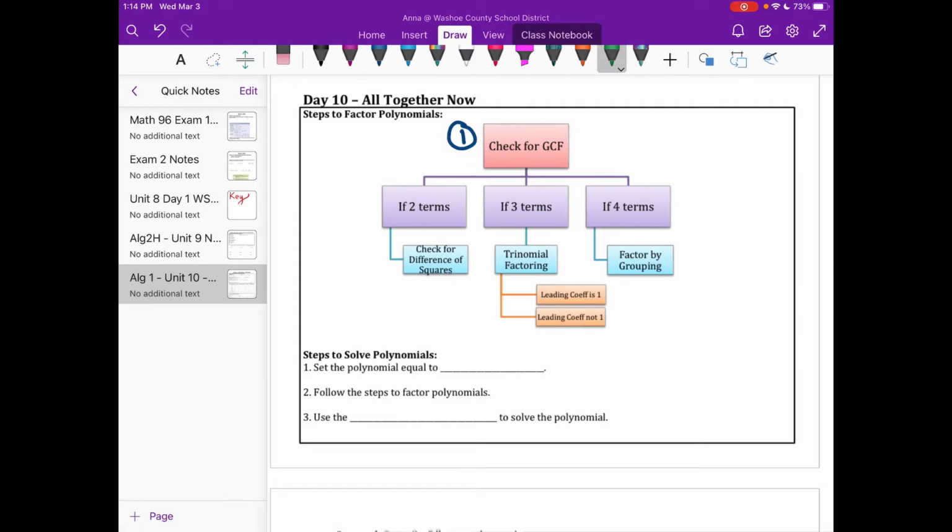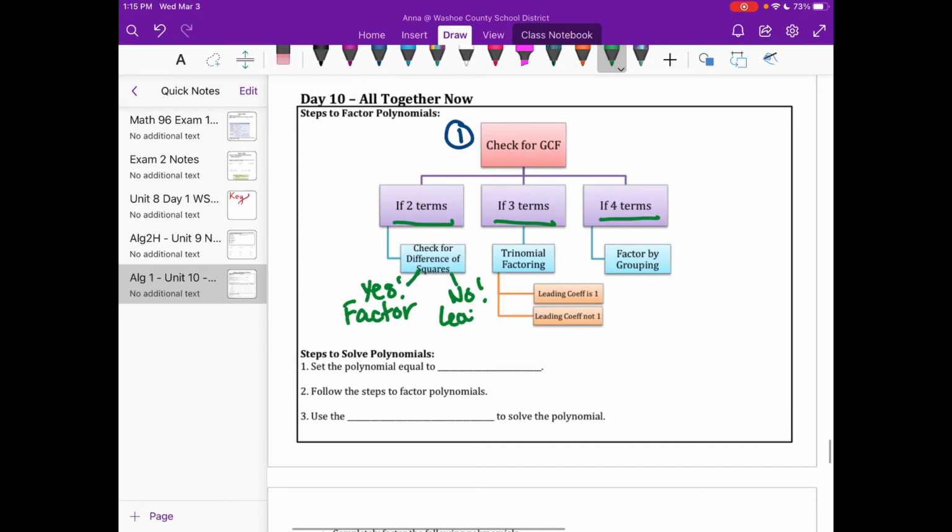Okay, after we check, can I make this any smaller? We've got options for 2 terms, for 3 terms, and for 4 terms. So if we have 2 terms, we check for difference of squares. Now, if there's no difference of squares, we just leave it alone. So if there's a yes, we factor. And if it's a no, we leave it. Not bad.